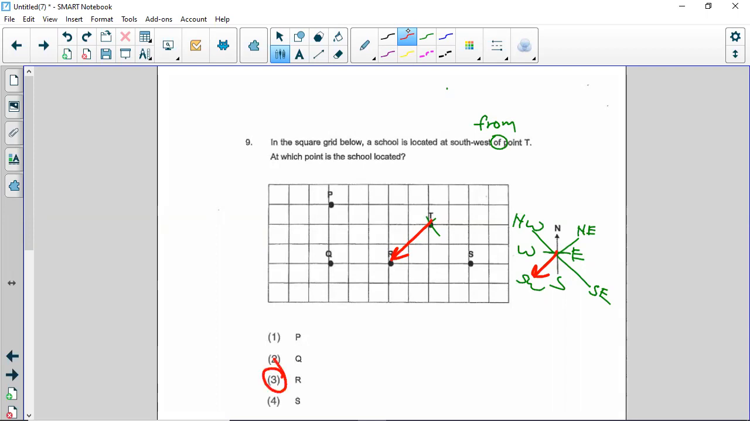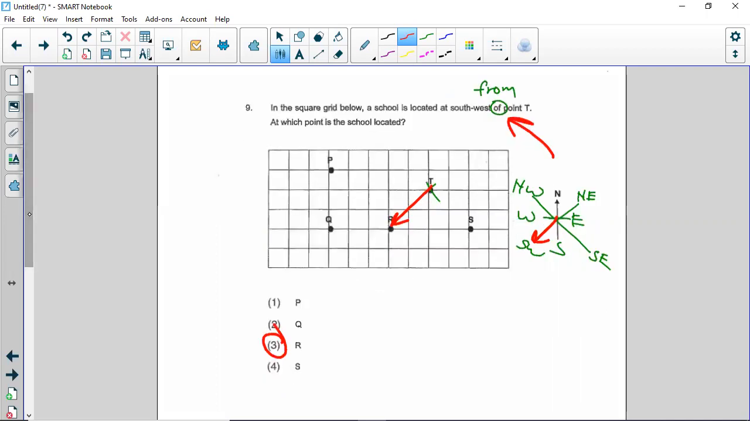Okay, by now, after today's lesson, you should not make any mistakes on these kinds of questions already. Because why? Because I have told you what "off" is already. Off is from. Okay, you start from there. Start from where? Start from point T and you go to whatever the question wants you to go. Okay, question 10, let's move on.